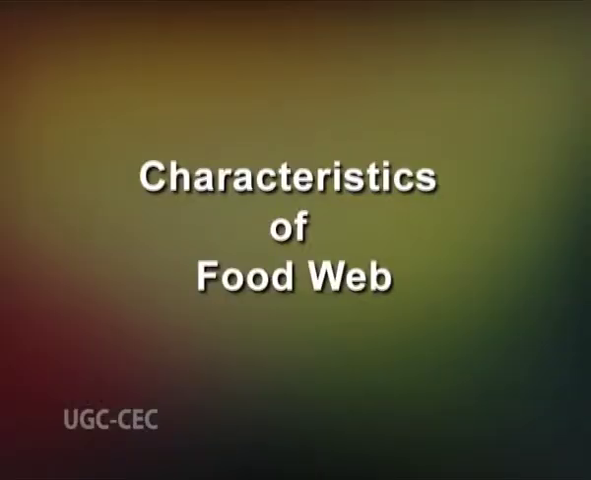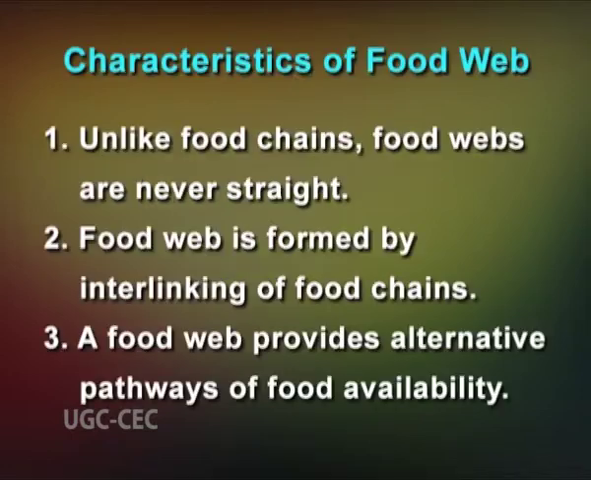To sum up, alternatives are available in nature which result in a sort of interlocking pattern or the food web. Thus, in food webs, any given species may operate simultaneously at more than one trophic level. Characteristics of food web. Unlike food chains, food webs are never straight. Food web is formed by interlinking of food chains.